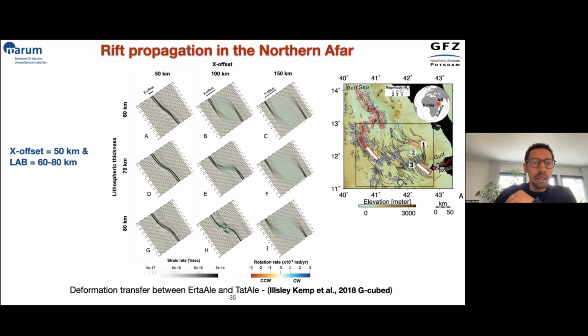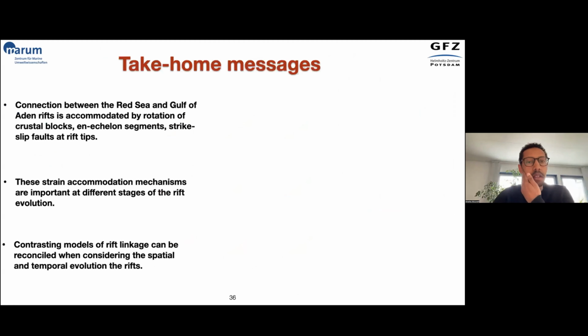So at the end, our study shows that the connection between different rift segments in Afar is accommodated by rotation of crustal blocks, initial segments, strike slip faults at rift tips. And these strain accommodation mechanisms are important at different stage of rift linkage. So these contrasting rift linkage mechanisms can be reconciled when we consider the space-time evolution of rifts. That was it. Thank you.